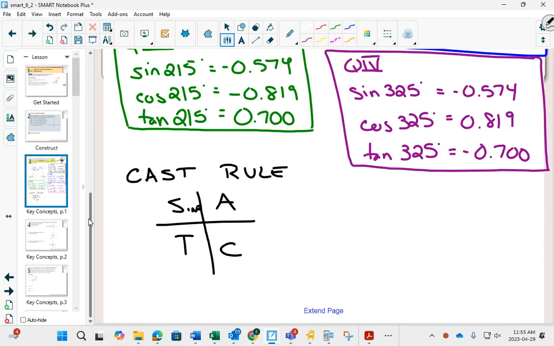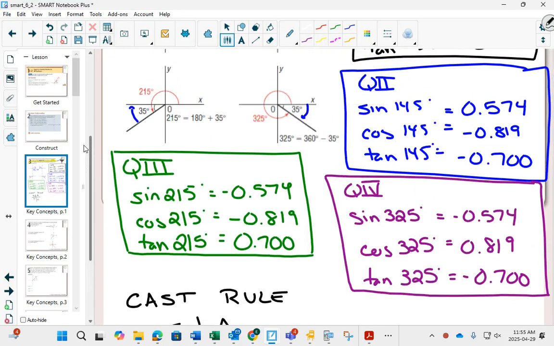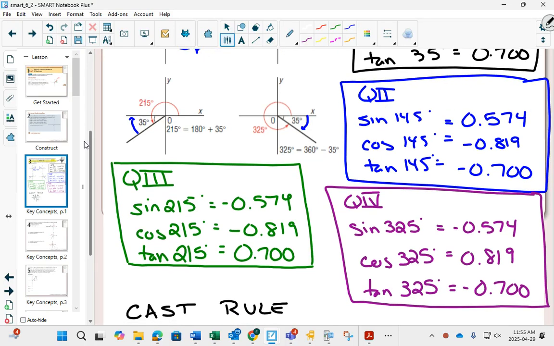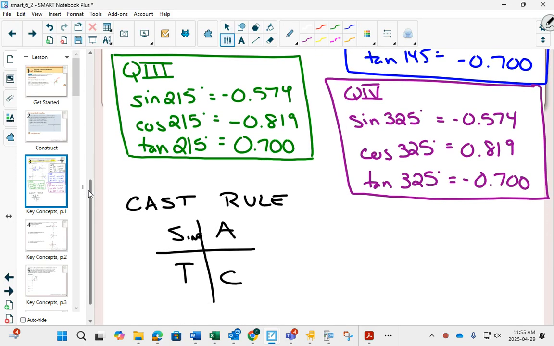And why do you think they put an S there in quadrant 2? Because sine is negative? Nope. Sine is positive. Okay, what do you think the T stands for? Tan.